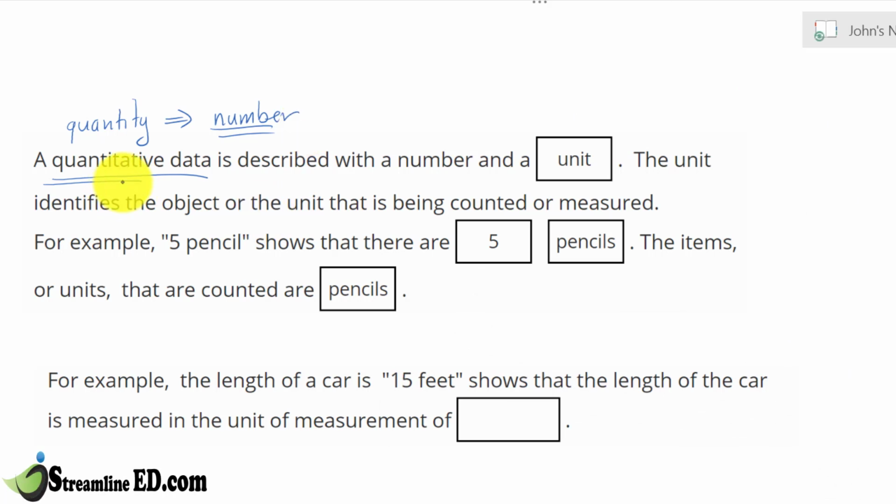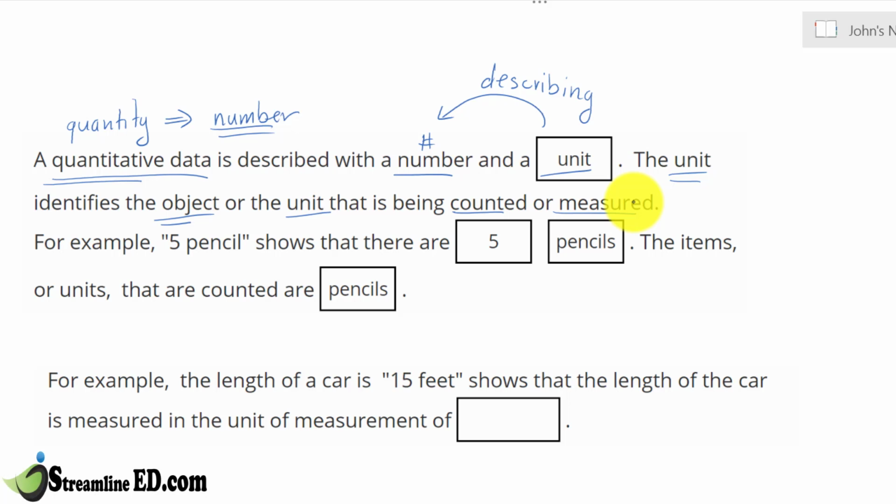Now, all quantitative data is described with a number, okay? And most importantly, a unit. Now, the term unit is extremely important because it is describing a number. Without a unit, the number is meaningless. For example, and specifically, the unit, by definition, is identifying the objects or the unit that is being counted or measured. What does that really mean?